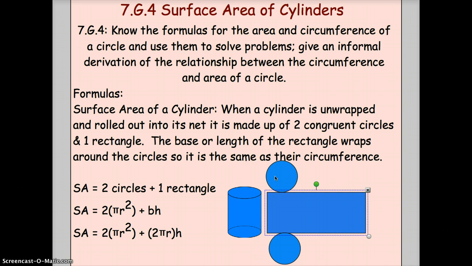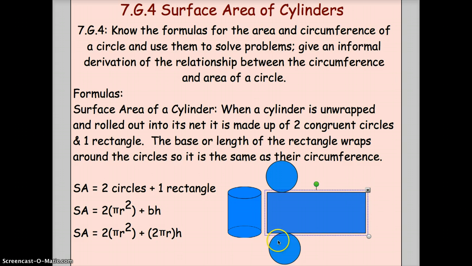Now, if I were able to roll this circle down across the rectangle, I'll notice the rectangle will wrap all the way around the outside of the circle. And as you know, around the outside is circumference, or the perimeter of the circle. So I want to use that circumference formula, which is 2 pi r, to find this length of the rectangle.